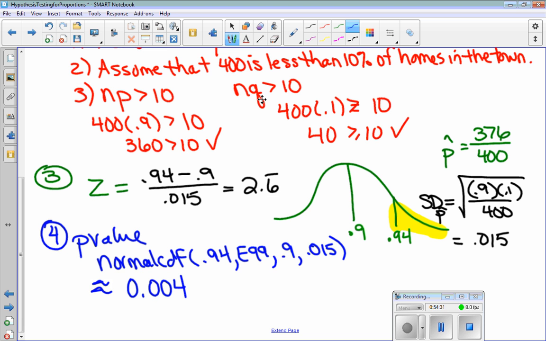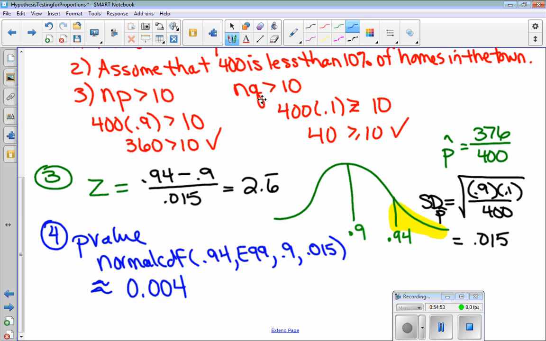In the context of this problem, what does that p-value represent? Who wants to say it for the class? Anybody want to take a venture? What does that p-value represent? Say it louder, Amanda. Probability that what happened by chance.